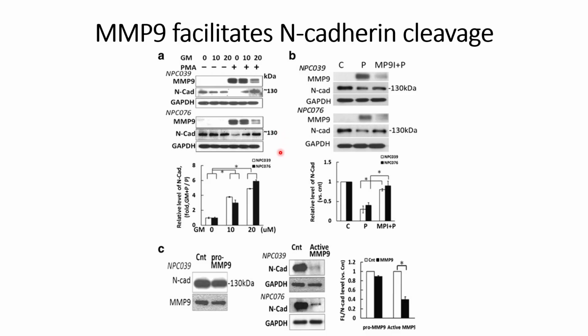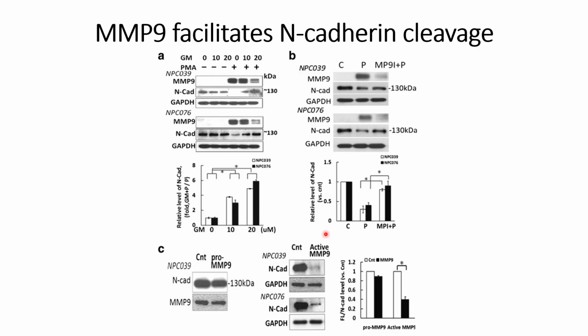They also showed the quantitative analysis for all four conditions in the presence of GM. As the GM concentration increases, the relative level of intact N-Cadherin increases. They also see the same trend when they use the MMP9 inhibitor. With the inhibitor, the increase in relative N-Cadherin for both cell lines is significantly higher compared to the case where they use only PMA.